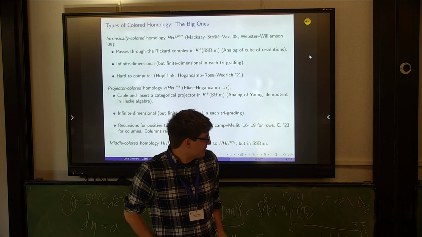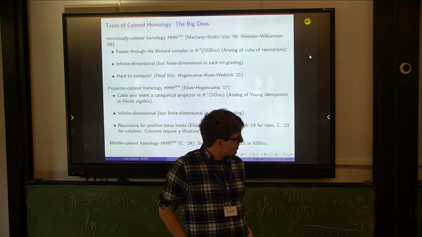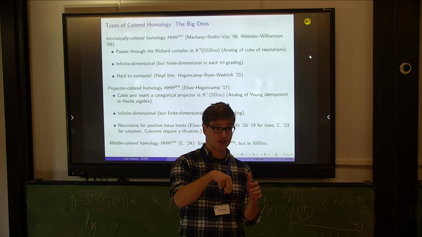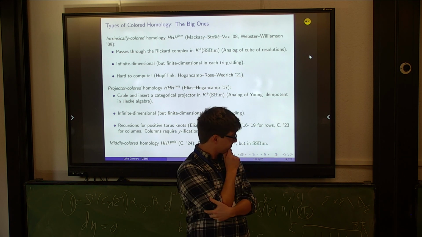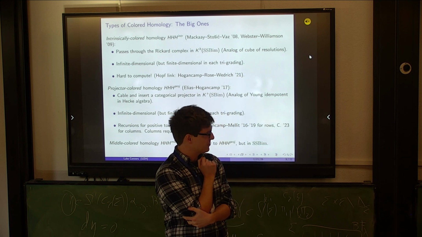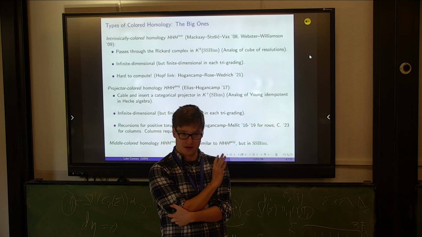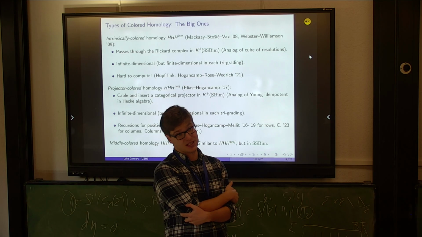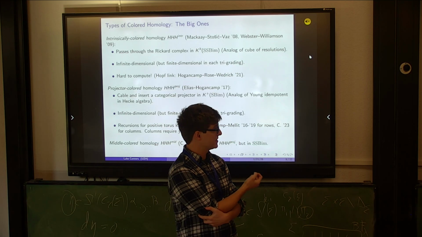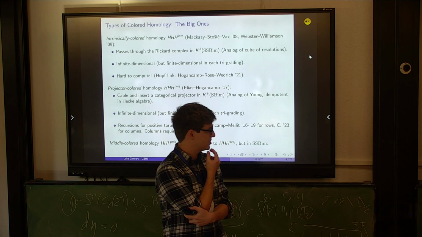So it's nice to have some alternatives. One such alternative is this projector colored homology, which mimics this cabling and insertion procedure for the HOMFLY-PT polynomial. This was constructed for general partitions in 2017. Here you can work with just non-singular regular old Soergel bimodules at the cost of working with infinite complexes. So this thing is again infinite dimensional, but it's finite dimensional in each trigrading.